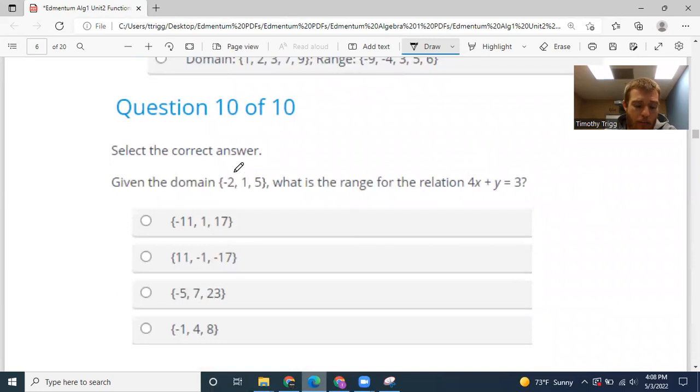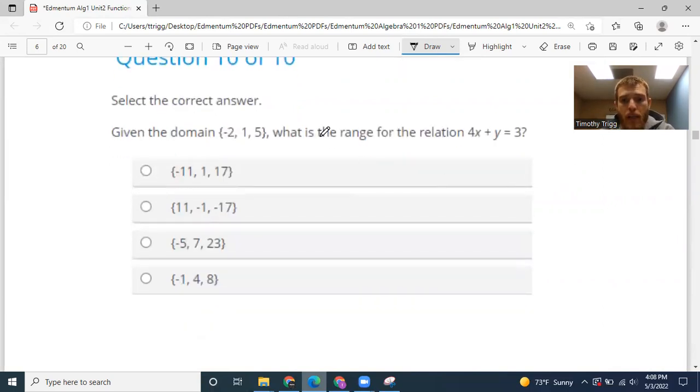Given this domain, negative 2, 1, and 5, what is the range of this relation? Okay, so here they're giving us the x values, the domain. Our goal is to find the corresponding y values, the range. So we're going to replace x with negative 2 and figure out what y that is. So plugging in negative 2, this becomes 4 times negative 2 plus y equals 3. Now our goal here is just to solve for y. So this becomes negative 8, right? Because 4 times negative 2 is negative 8 plus y equals 3.